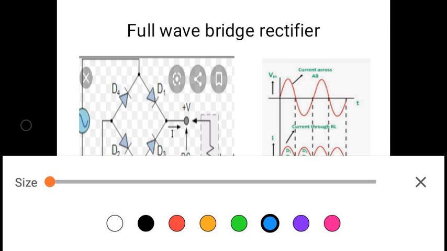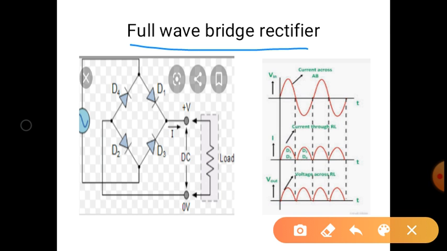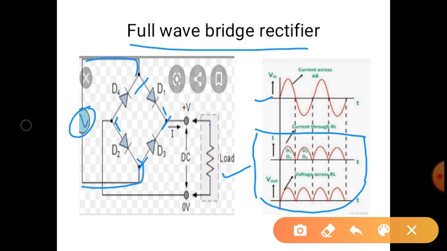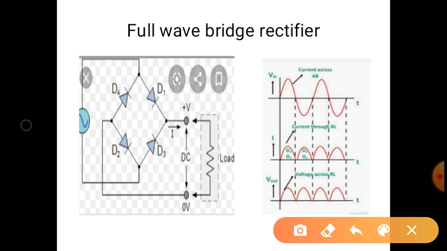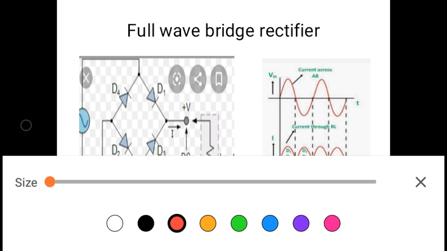The full wave bridge rectifier has 4 diodes which are connected in such a way that it makes a bridge circuit, and one load resistance is connected here between those 4 terminals and the input is connected here. So this is the input waveform and this is the output waveform which is appearing across this load. We'll see how this full wave bridge rectifier works.